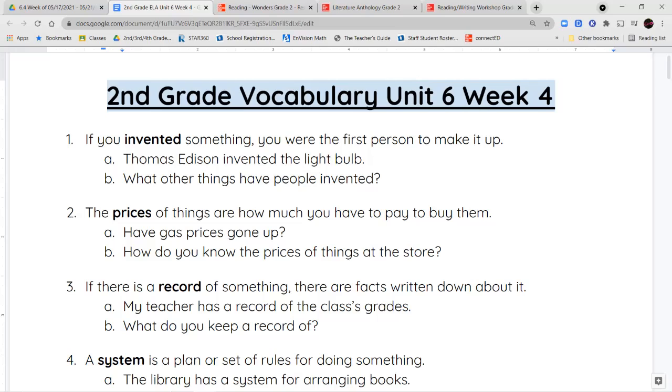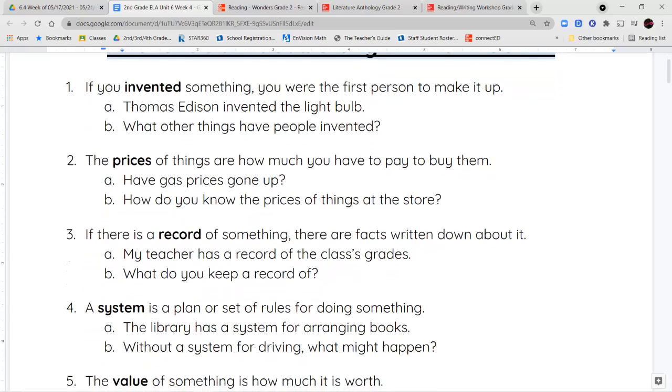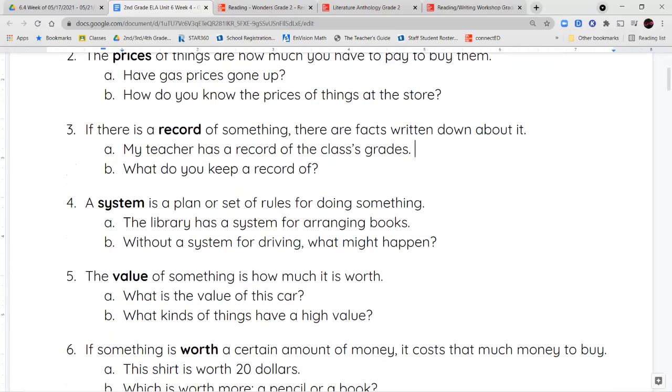Next, we have the word record or record. You can say it either way depending on the meaning of the word. For this definition that we're going to use today, we're going to use the pronunciation record. So if there's a record of something, there are facts written down about it. That means someone was documenting or writing down information about that thing. So we have a record of it.